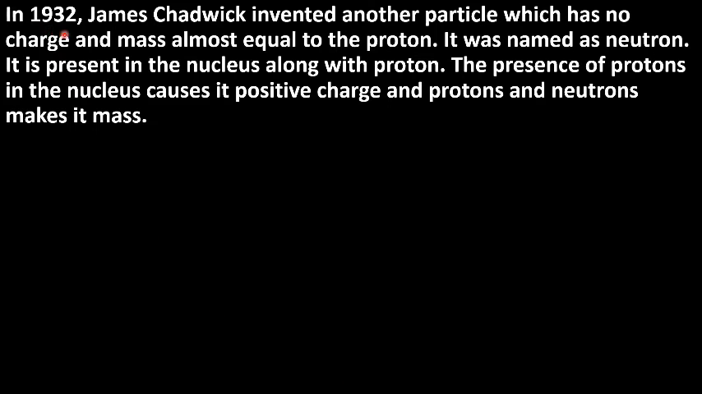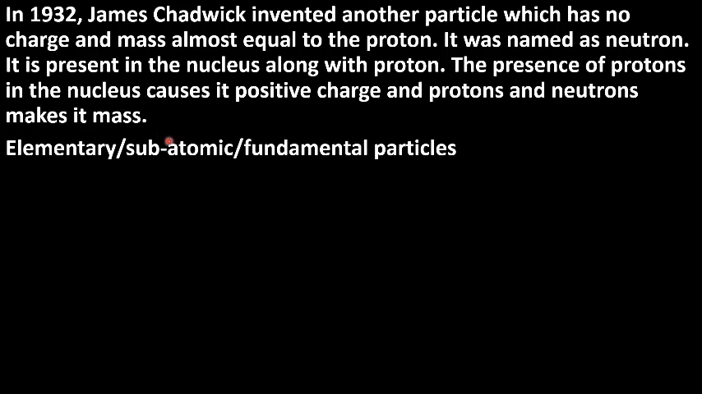In 1932, James Chadwick discovered another particle which has no charge and mass almost equal to the proton. It was named the neutron. It is present in the nucleus along with the proton. The presence of protons in the nucleus causes its positive charge, and protons and neutrons make it massive.